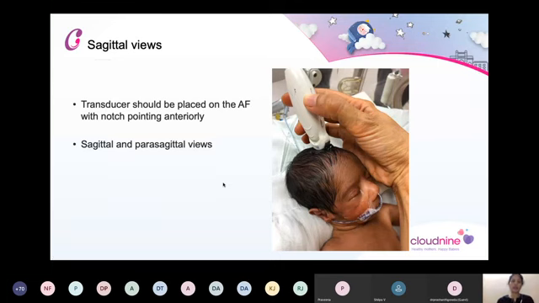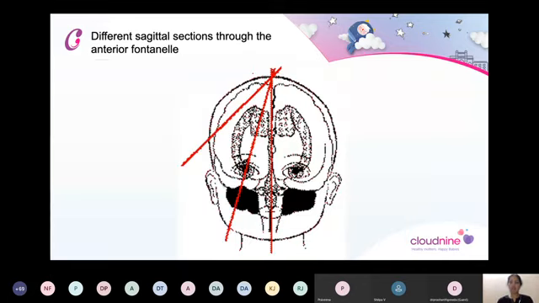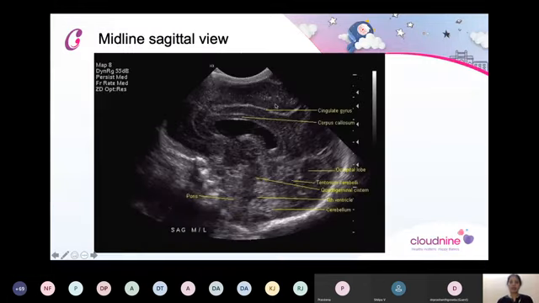Now coming to the sagittal views, the pointer should be pointing anteriorly, and these are the planes that you would be interrogating. So the midline view, and then the parasagittal, and then a little more lateral to that. So this is the midline view, and in the midline view, you would be able to clearly see two bright, parallel lines. That is the corpus callosum. And then you have the cingulate gyrus. If it's clearly visible, that's good. And then you have the midbrain below that, and the cerebellum.